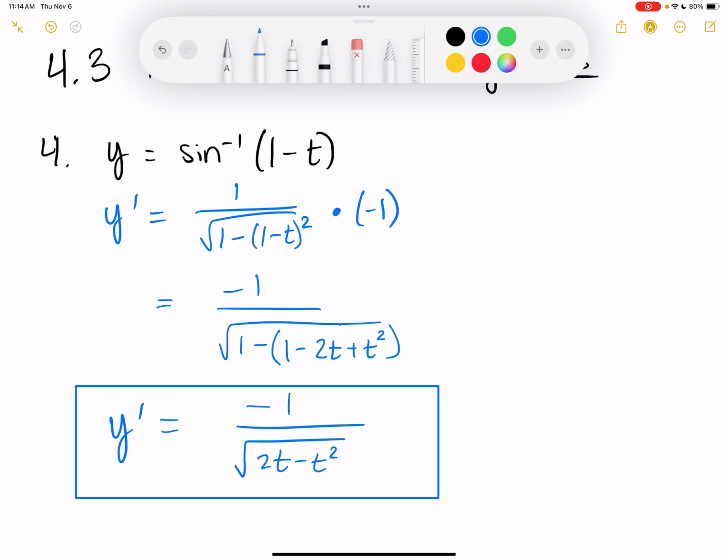Where'd the 1 go? 1 minus 1. Oh. I just did it as I went. I just did the whole thing.